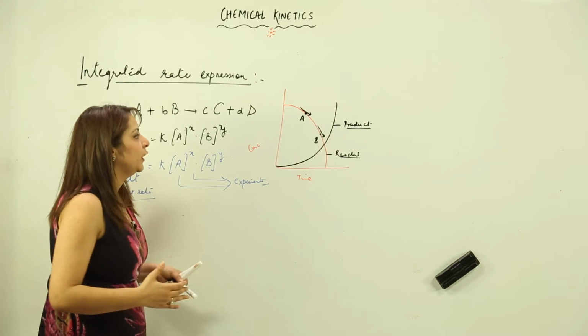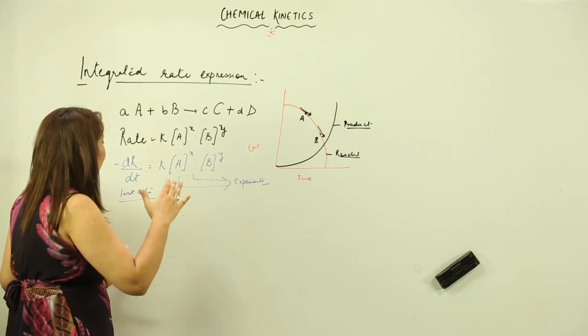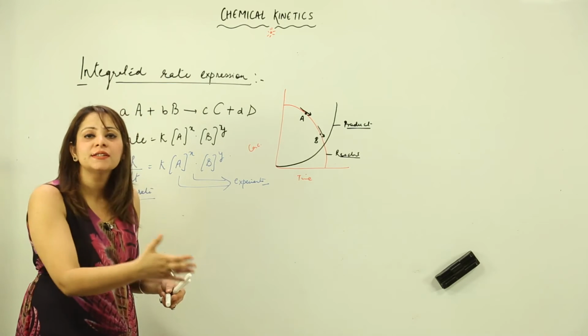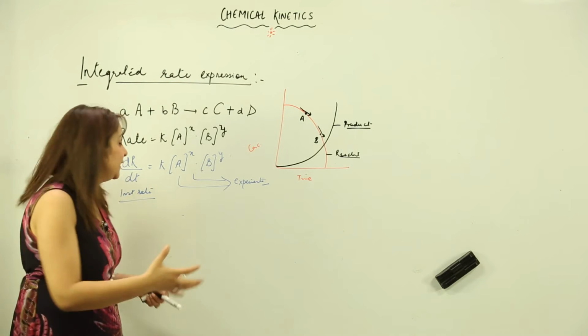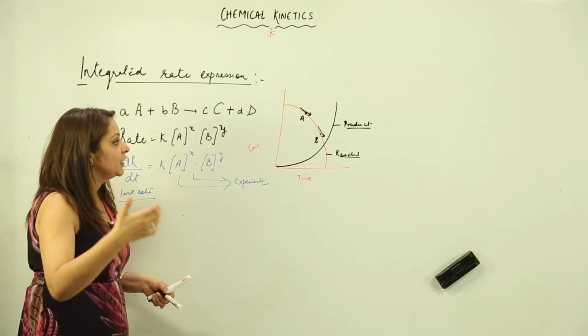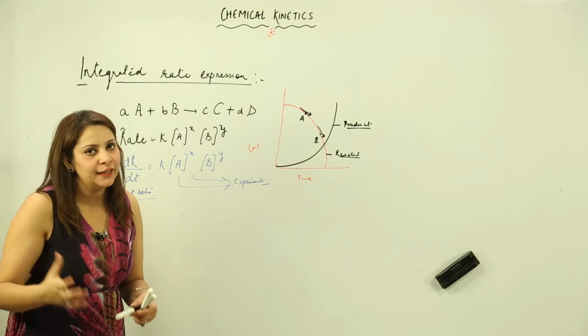So now what we are going to do is integrate the rate expression. In different experiments, at different points in a span of time, you get different instantaneous rates. So it is very difficult to calculate. So we are just going to write the integrated rate expression depending upon the order of the reaction.